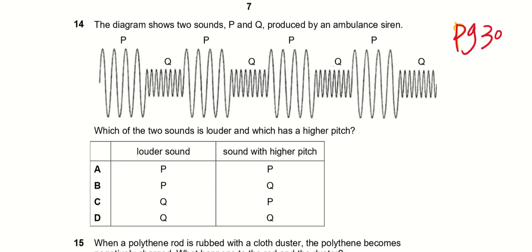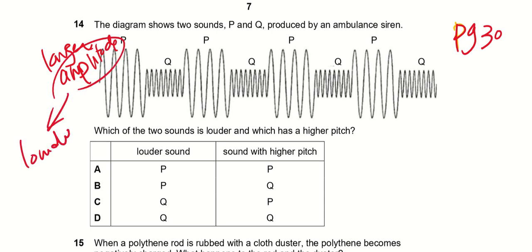Page 30, question 14. This is on sound, which is under your wave. So now we have two sounds, P and Q. P has a higher amplitude, a larger amplitude. Amplitude is linked to loudness. Therefore, P is louder.